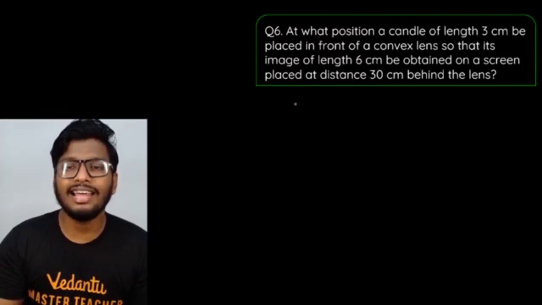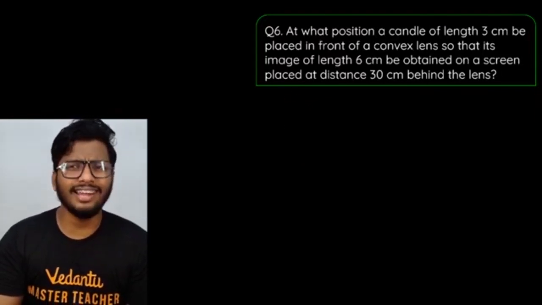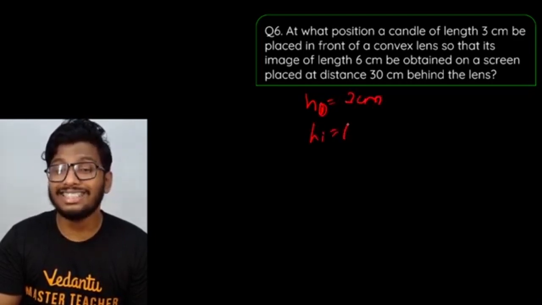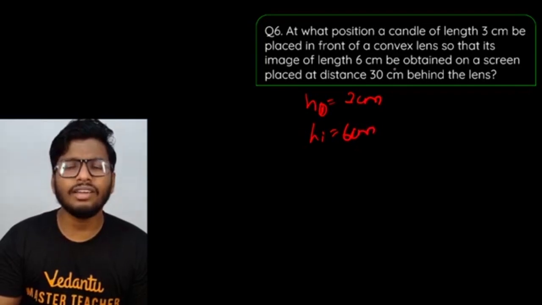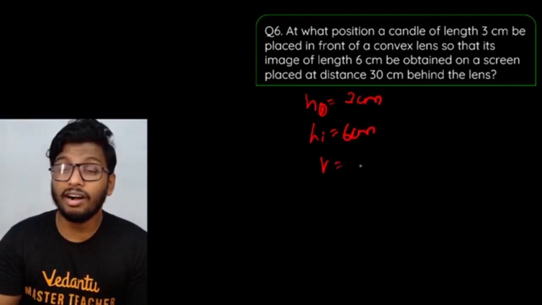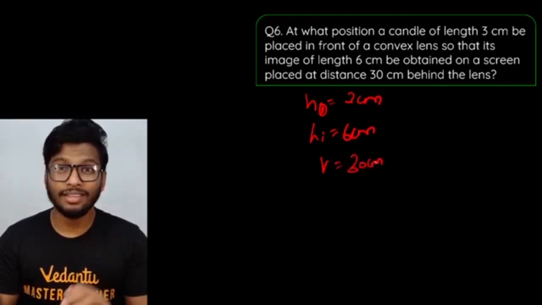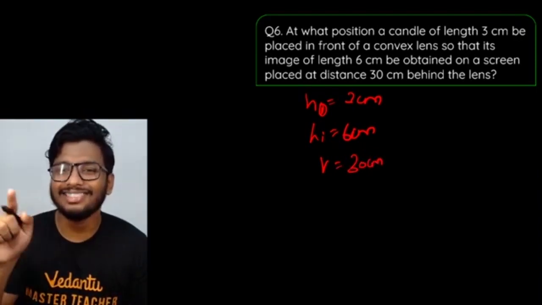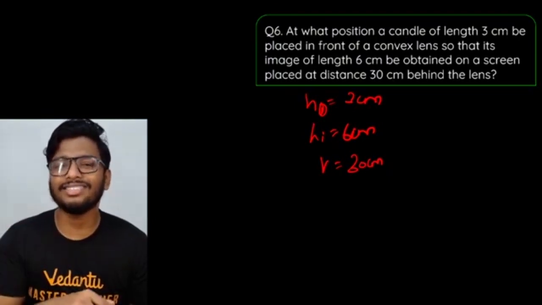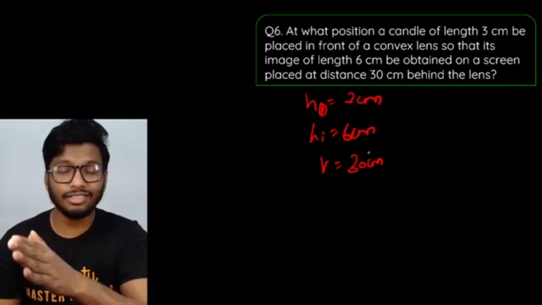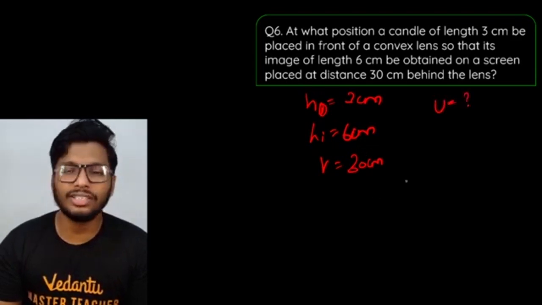Alright, now the length of the candle, which is the height of the object, is given as 3 centimeters. The height of the image is given as 6 centimeters. And they've also given you the image distance as 30 centimeters, right? So these are the 3 things that are given. Once again, 3 centimeters is the height of the object, 6 centimeters is the height of the image, and the screen is placed at a distance of 30 centimeters behind the lens. So that is the distance of the image. Now find out the value of U. That is the question. So how do you do this, guys?